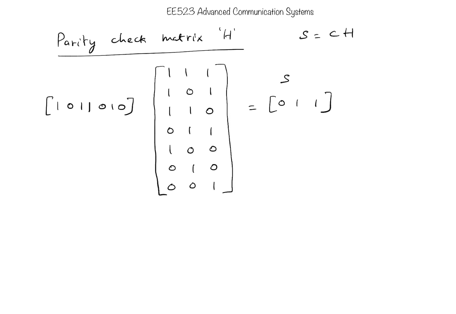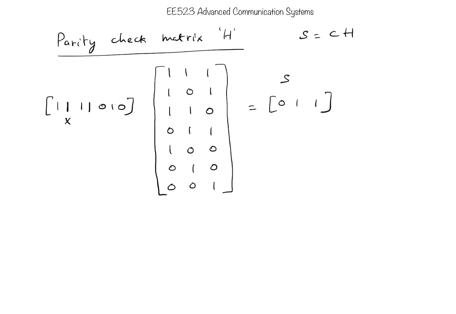So the original code word is 1011. Now let us introduce an error in the second bit. So let's change the 0 in the second position and make it a 1. So we'll introduce an error here in the second position now. So I'll make the 0 a 1. So now we know that there is an error in this position.